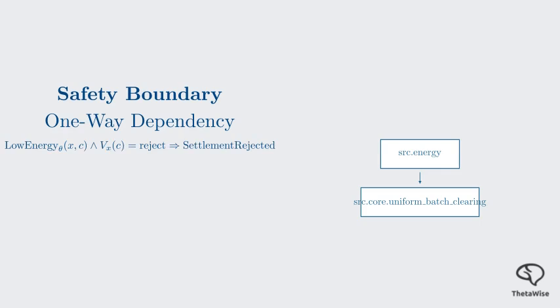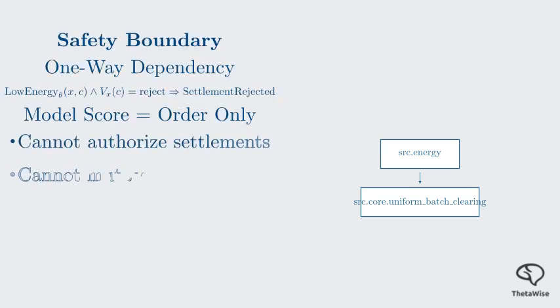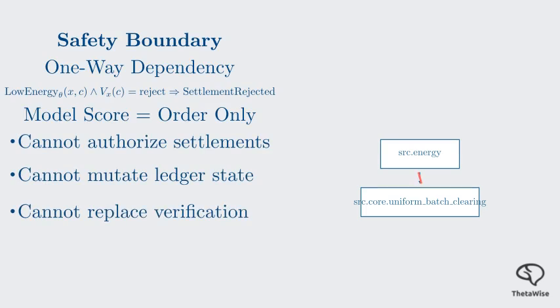This leads to the fundamental safety property. Notice what this means. Even if the model assigns a low energy to a bad candidate, if the verifier rejects it, the settlement is rejected. Essentially, the model score only influences the order of verification. An attractive model score can change the order of checking, but it cannot authorize a settlement, mutate the ledger, or replace the deterministic verification. This ensures that the system's integrity is never at the mercy of a machine learning model.